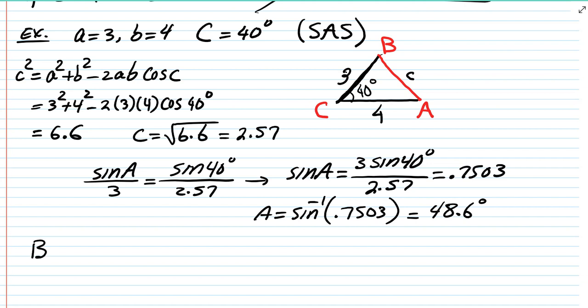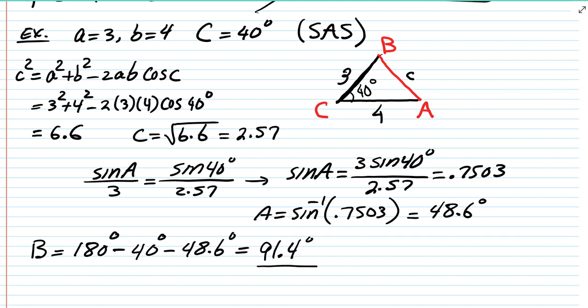Once we have that, the measure of angle B is 180 minus the sum of the other two, the 40 degrees and the now found 48.6 degrees, and the whole thing ends up being 91.4 degrees. There we have that one. So we solved the triangle. If we have two sides and the included angle, it's again really easy to find that third side.